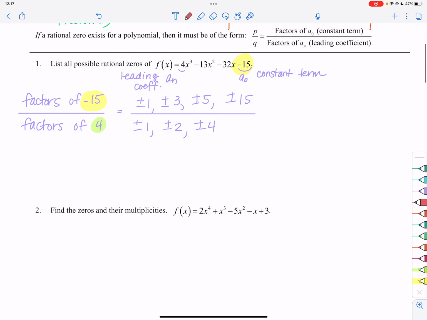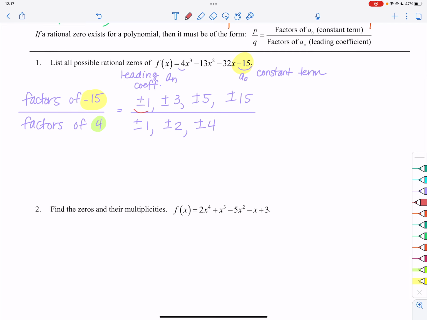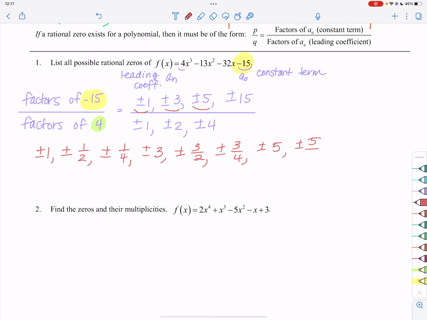Okay? So let's go ahead and list them. I'm going to start with plus or minus 1. So we're going to have plus or minus 1. 1 over 1 is 1. Plus or minus 1/2, plus or minus 1/4. Okay, I finished the 1. Now let's go to 3. Plus or minus 3 over 1, which is 3. Plus or minus 3/2, and plus or minus 3/4. Now let's go to 5. Plus or minus 5, plus or minus 5/2, plus or minus 5/4. And now let's go to 15.